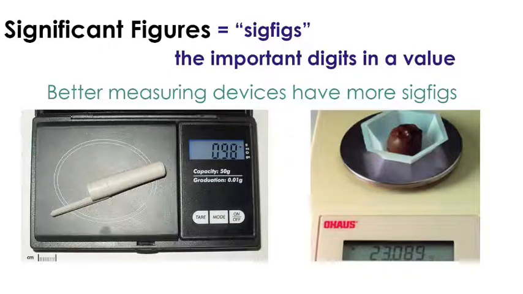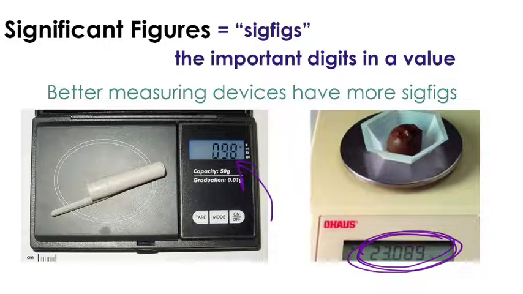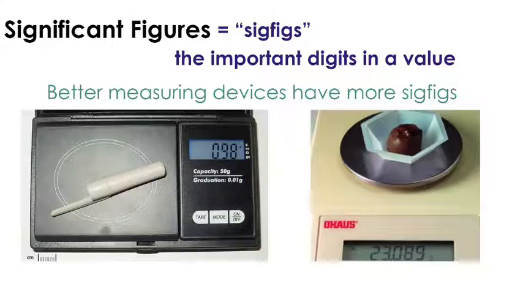But if you look at these two scales, we can very easily tell which one is the better scale, the one that's probably a lot more expensive because it gives us more digits, more significant figures. And hopefully you agree that this scale on the right, because it gives us 3 decimal places, and this one can only do 2 decimal places, a whole lot more total numbers even here, than that right-hand scale measuring the piece of chocolate is the better scale.